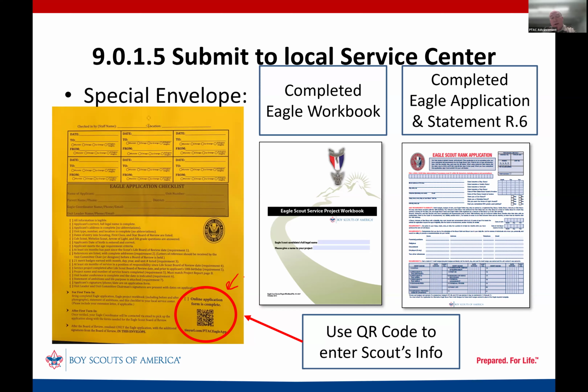The other thing also is that the scout's email address is now more likely to be correctly typed in than when the person at the council office was doing that, because they didn't know all the different subtleties with the Eagle Scout's email addresses.